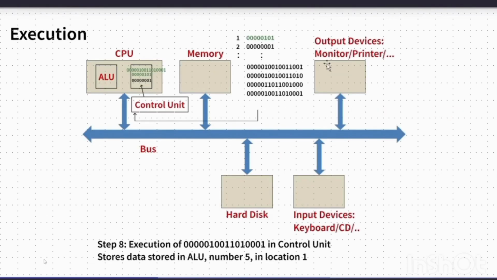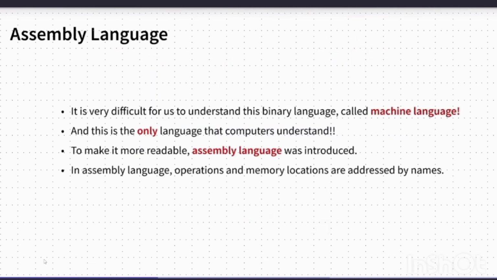Storing the data in this binary format and understanding it is a bit difficult. So we have a language called assembly language. Assembly language is something that can be converted further into binary language. Binary language is called machine language. To make it more readable, as we cannot understand binary language that fast, assembly language was introduced. In assembly language, operations and memory locations are addressed by names, not through a binary format.